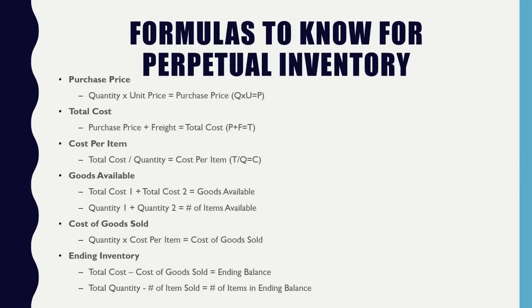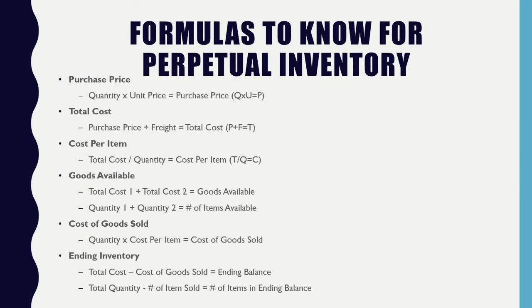The goods available is going to be your total cost 1 plus your total cost 2 to equal your goods available. Now, what do I mean by these total costs 1 and 2? Well, when we transfer, and I'll show you this in the example as well, once we put in our inventory and place it on the right side in our inventory on hand, that's how we know how many goods are available.